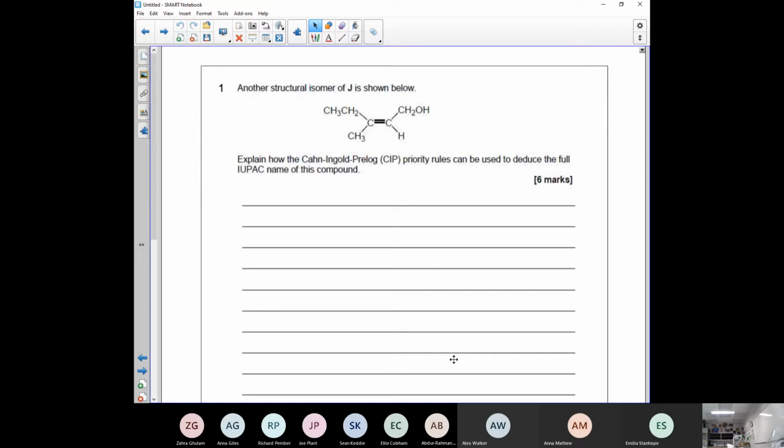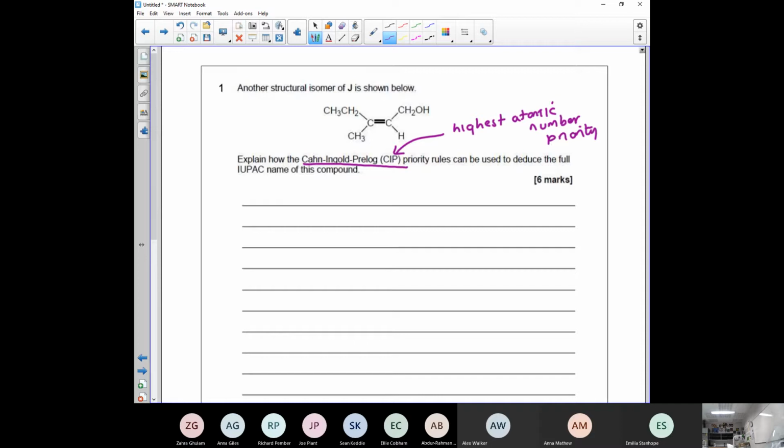Right then, so we need to talk through the steps for working out E and Z isomers. The first thing in the question is the Cahn-Ingold-Prelog priority rules. If you've forgotten what those are, this just means that the highest atomic number is your priority group.